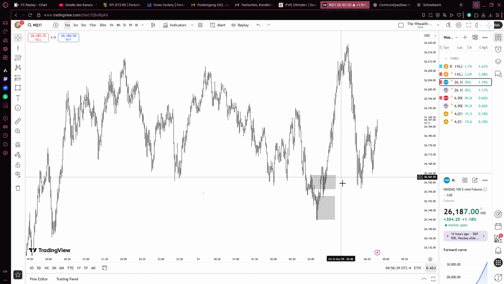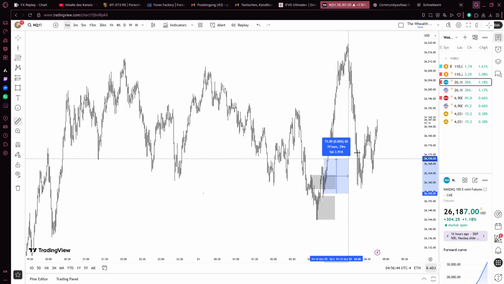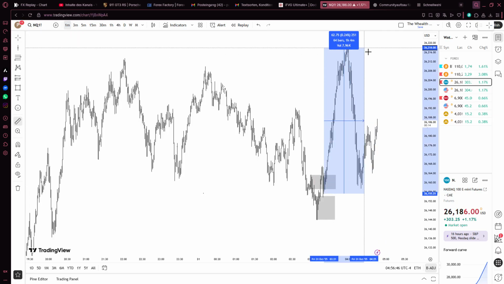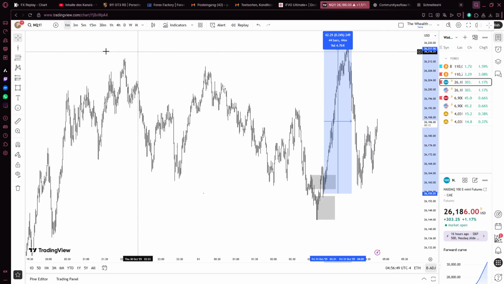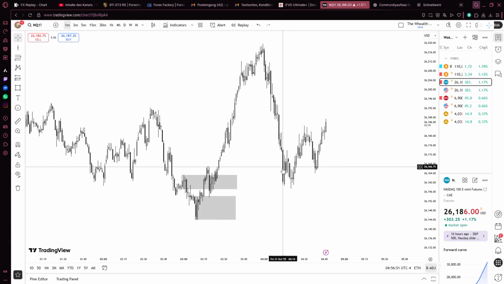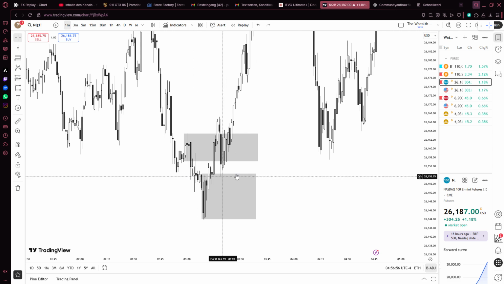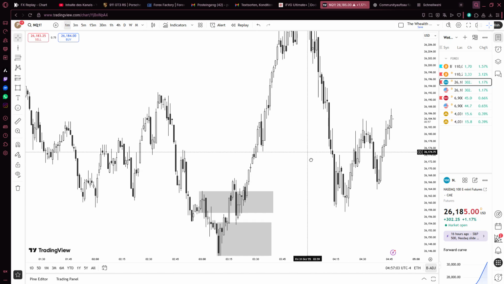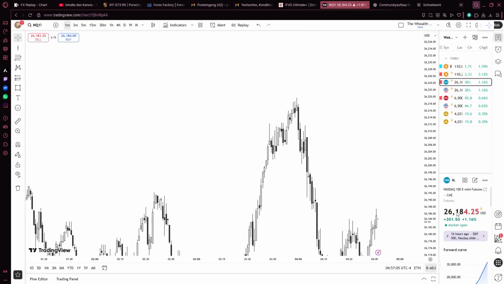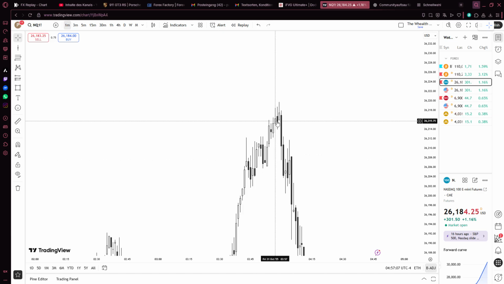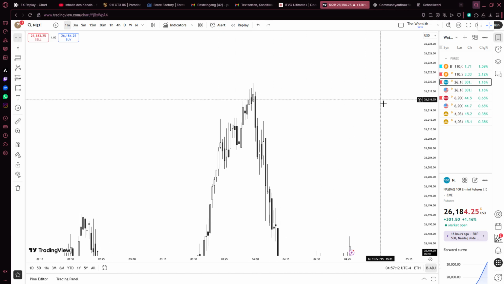A 200-point move. Wait, let me look. 250 points. Okay, 250 points, basically off of two confluences, which aren't my most loved confluences, but they work, as you can see here. Order blocks, breaker blocks. Bearish scenario here. Again, 15 seconds to decide.